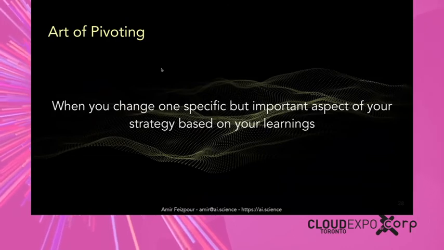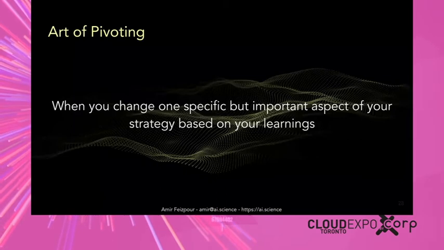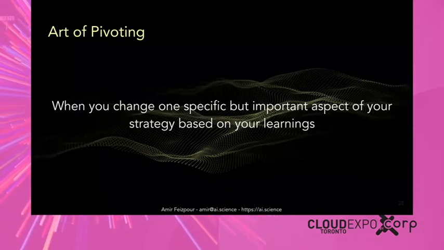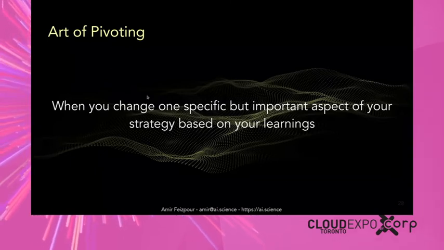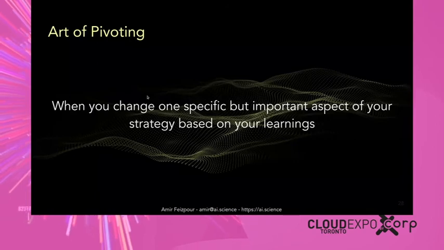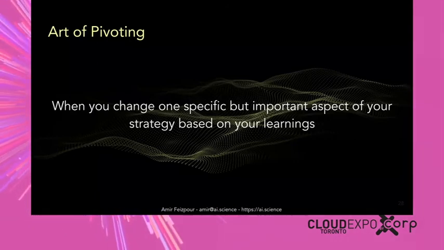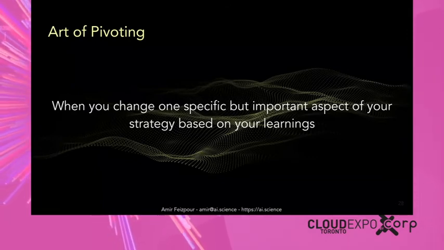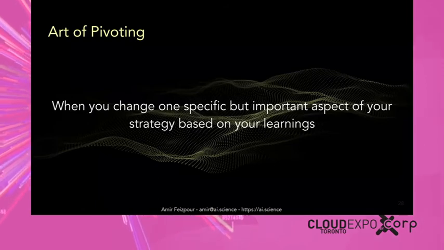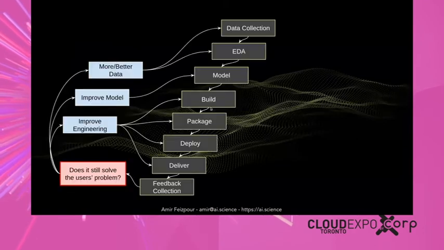And that shouldn't really change. But how you solve that, which is your strategy, should change based on your learnings. And pivoting is essentially that. So if you learn anything new about your problem, your users, or your solution that requires you to change how you're solving the problem, you need to pivot. But you have to make sure that you rarely change your mission statement, your fundamental problem.